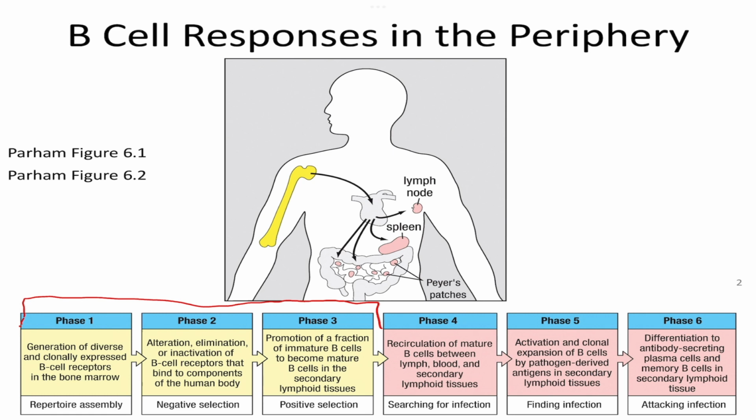Frequently, we're really talking about the lymph node, the spleen, the Peyer's patches, or any other secondary lymphoid organ. So these are the pink organs. Importantly, we have absolutely no more RAG at any point in the B cell's life here. And now, as you can see, the B cell is searching for infection, potentially finding and attacking that infection.